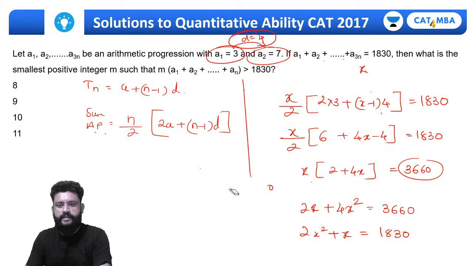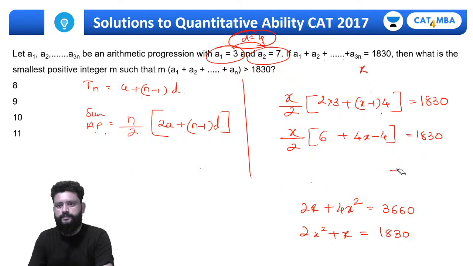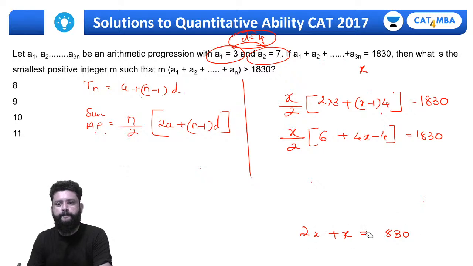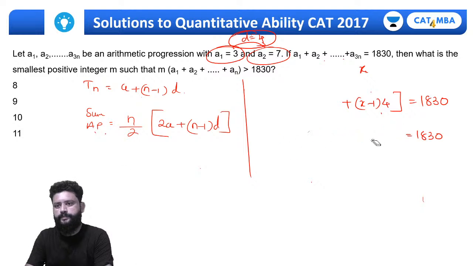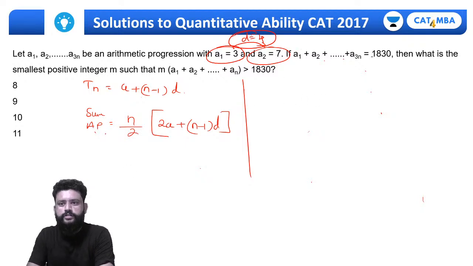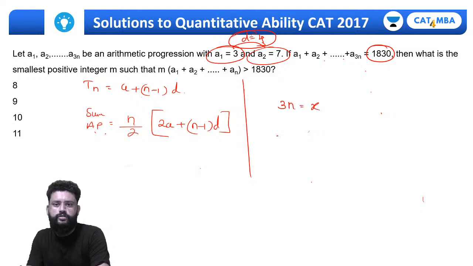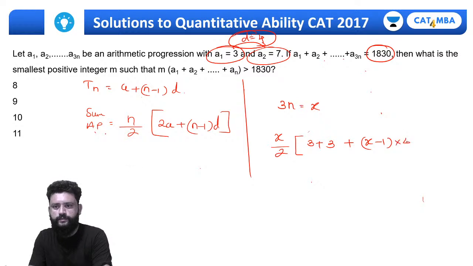Just a minute, let me check the calculation, part one. The sum of the AP is given as 1830 and we are doing 3n. I'll take 3n as x. So this will be x by 2 in bracket, 3 plus 3, 2a plus minus 1 into 4. This must be equal to 183.